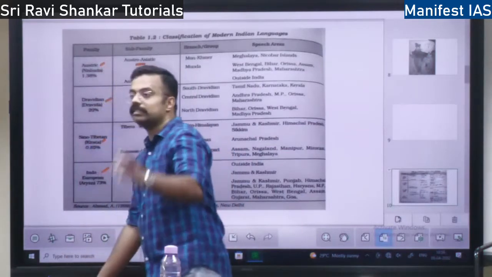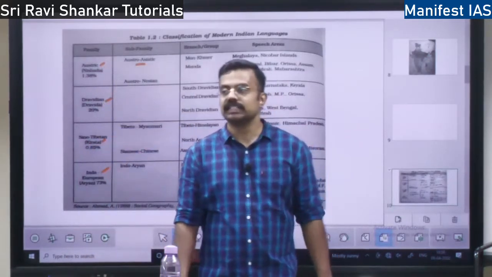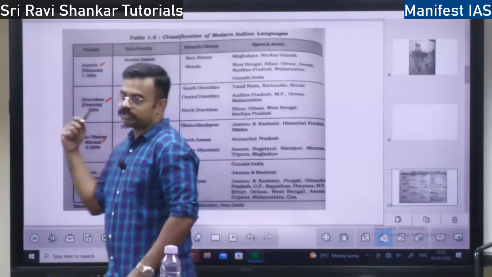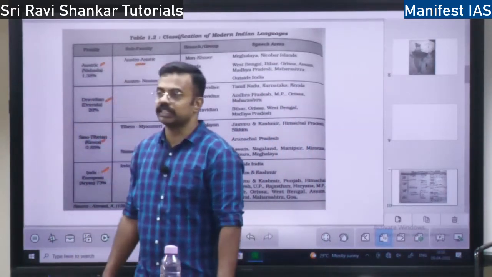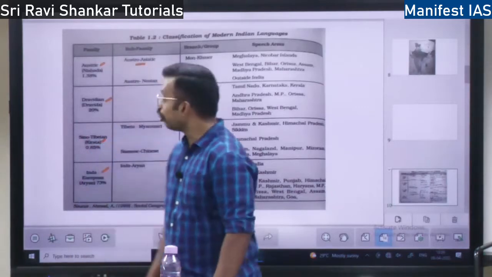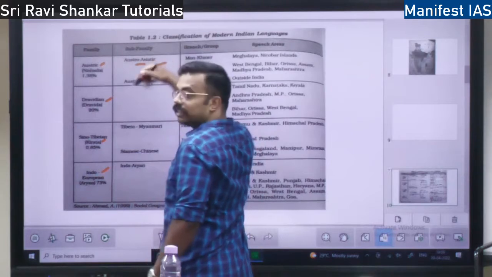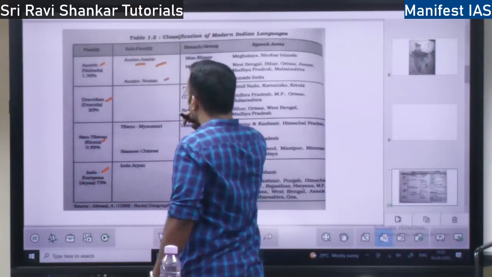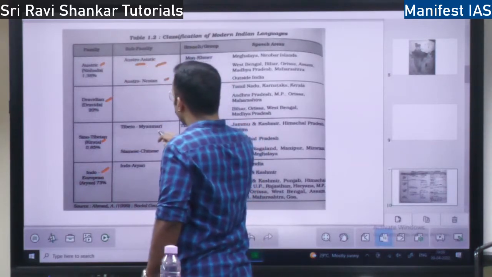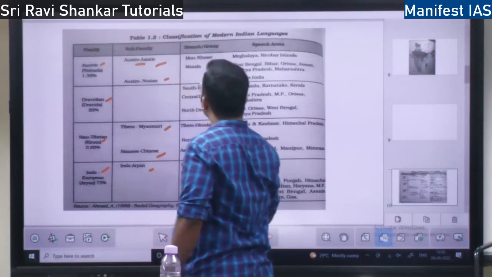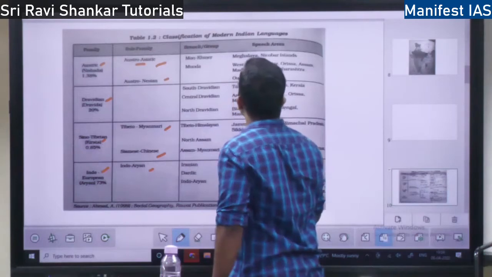Sino-Tibetan. Sino-Tibetan is from the Chinese side languages. And you have the Austric language. This is actually a kind of tribal language, right? Austro-Protoloid, it is called. So you have Austro-Asiatic and the subfamily, that is the division, Austronesian, and Sino-Tibetan, you have Tibetan, Myanmari, Siamese Chinese language. Indo-Aryan language is there. So there are many groups.